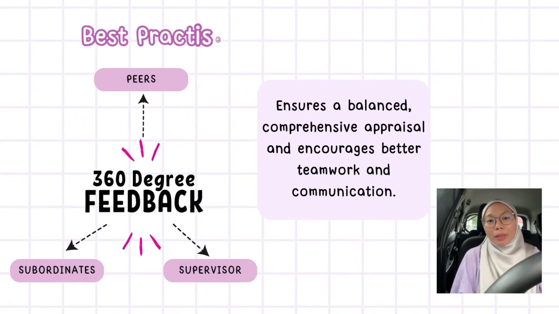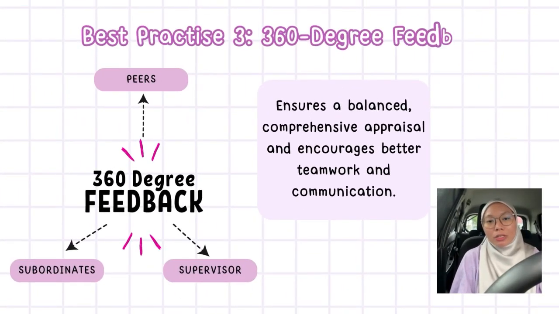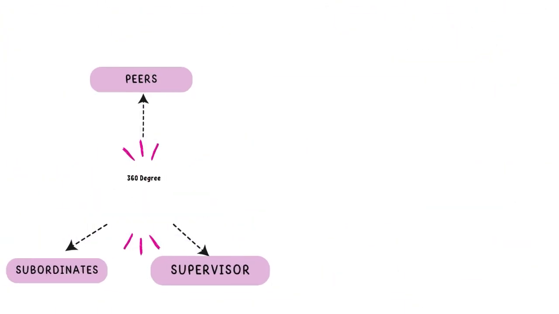The third best practice is implementing 360-degree feedback, where an employee's performance is evaluated not just by the supervisor but also by peers and subordinates. For example, a project manager at LLM can receive feedback on their leadership, teamwork, and project delivery skills. This approach ensures a balanced, comprehensive appraisal and encourages better teamwork and communication.